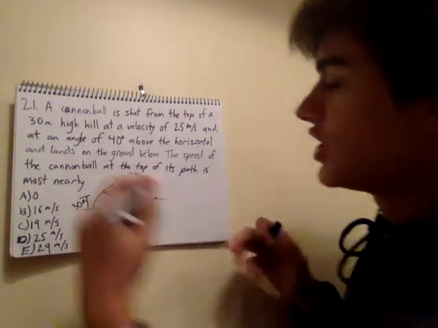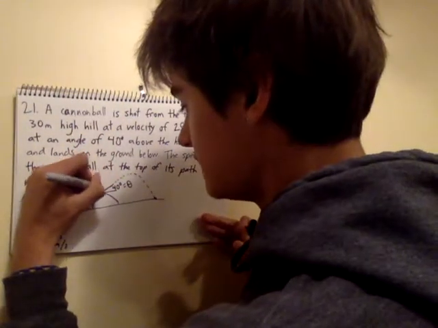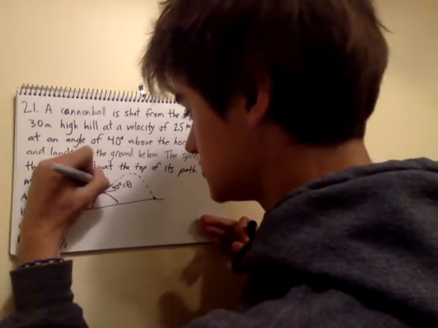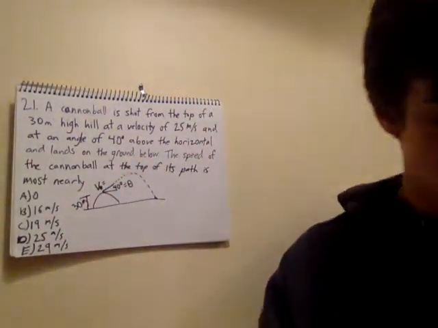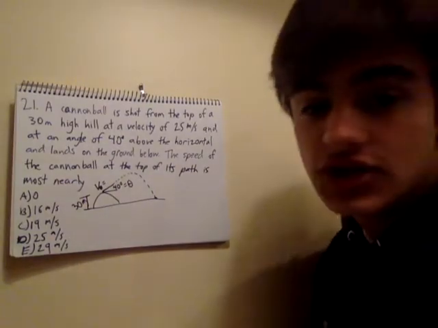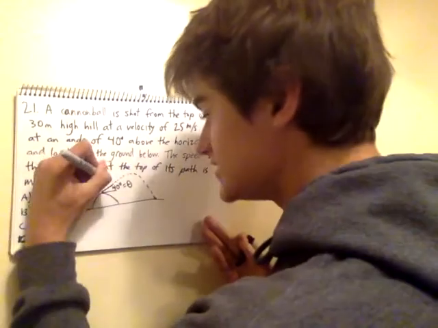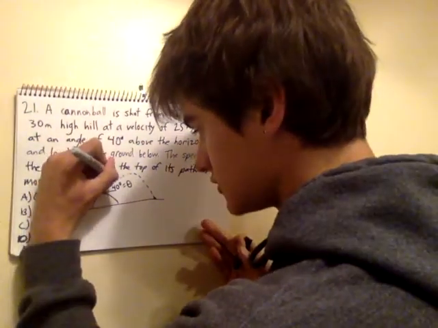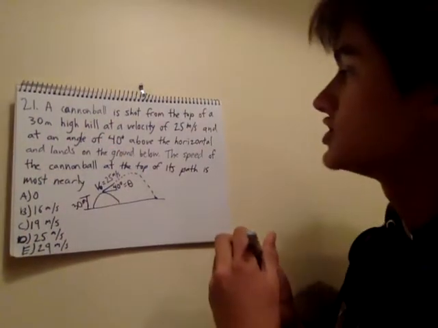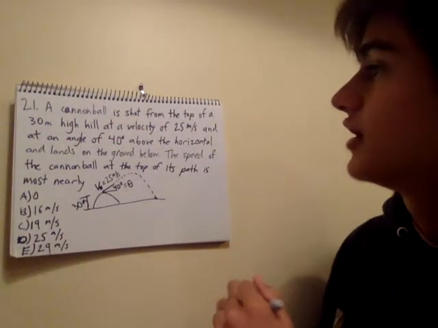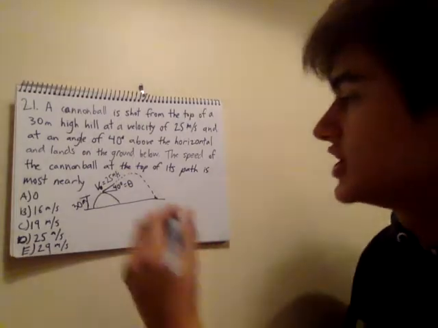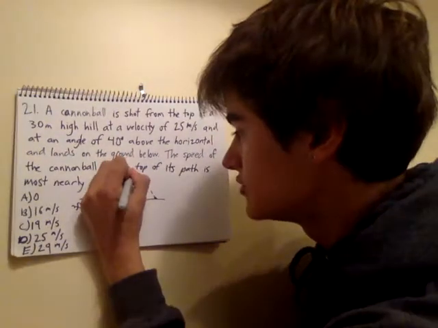The initial velocity, so here we have V naught. Let me get a different pen with a smaller tip. V naught is equal to 25 meters per second. And what we want to know is the velocity at the top of its path, which is here.